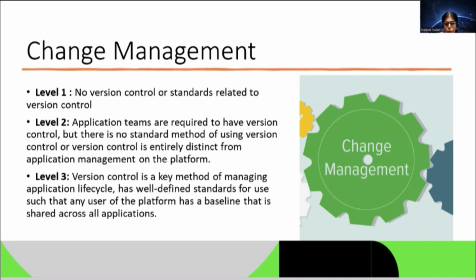The idealistic approach would be that version control is a key method of managing the application lifecycle, right? It has well-defined standards, and it is all across. It is the same across different teams who are using the platform, right? And it can also be shared across applications. The entire change management process should be shared, so there is a consistent process at least across the organization. So that if I come from a different team and I see your documents, I know what I'm seeing, right? I don't have to reach out to somebody to ask what this change was, why was this change made, right?